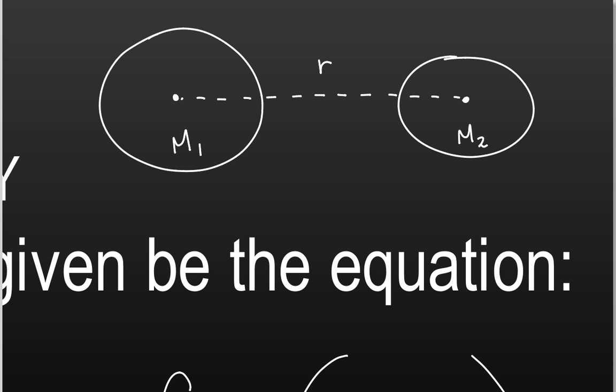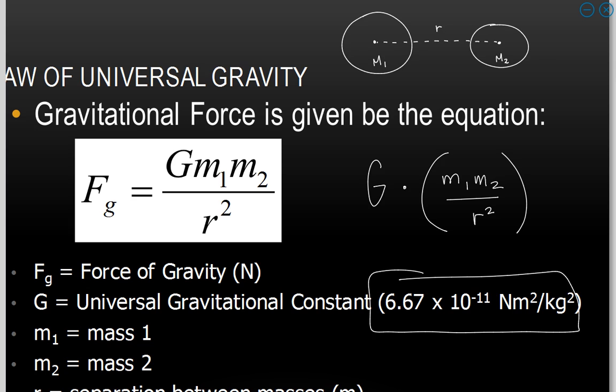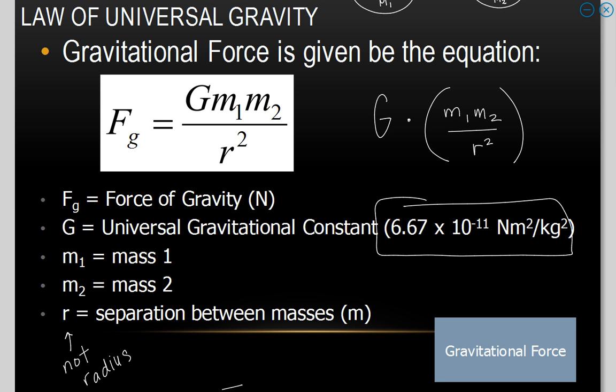Alright, let's keep rolling. Force, of course, will be in newtons. The two masses are in kilograms. They're always in kilograms. And then the separation has to be in meters, so standard units apply.